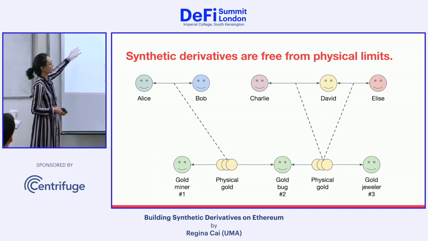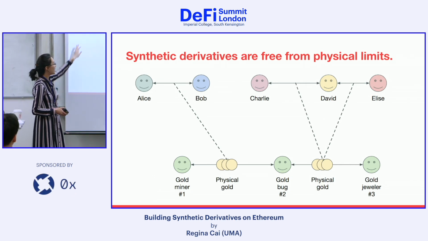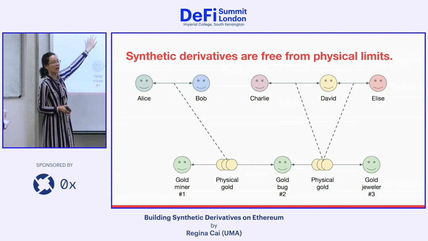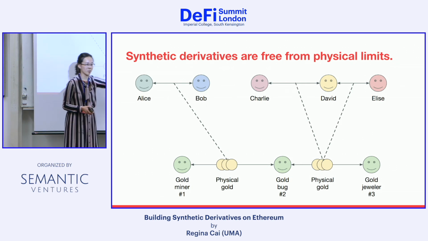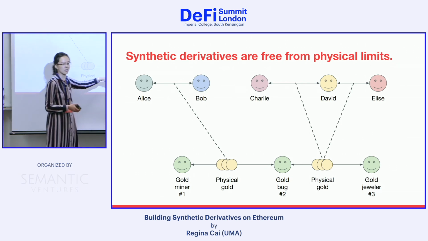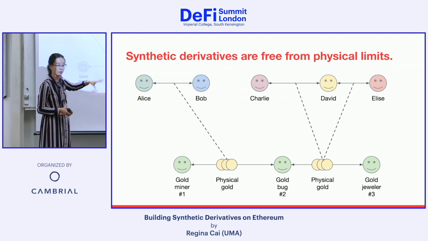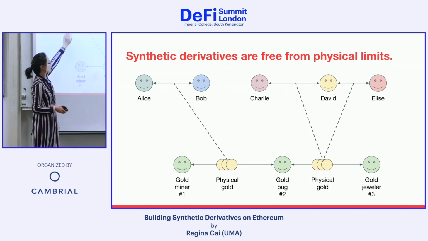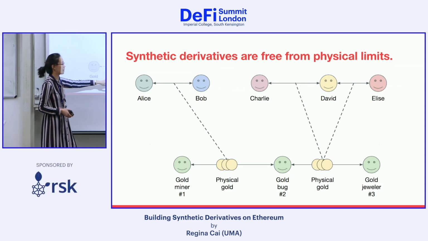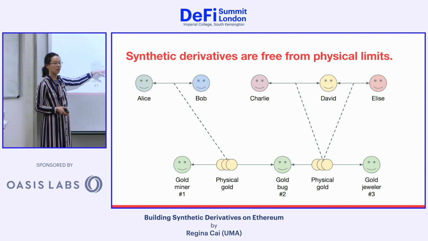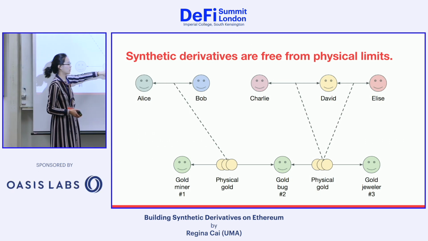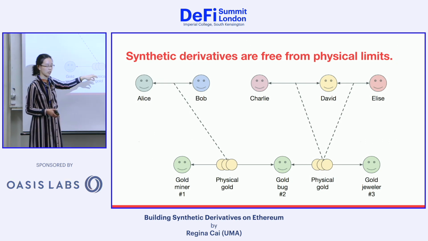Synthetic derivatives are free from these physical limits. Alice and Bob can exchange cash flows depending on the price of gold that's reported from all those other people who are doing the work of managing the centralized information, right? But they can exchange cash flows that only depend on those prices that are reported. So what is their linkage to the physical world? Nothing more than the price feed that they're getting from the physical world, right?